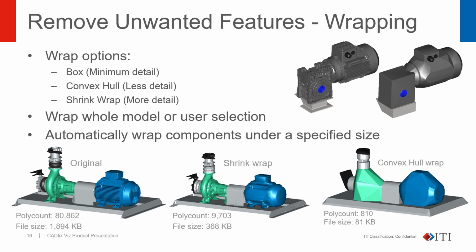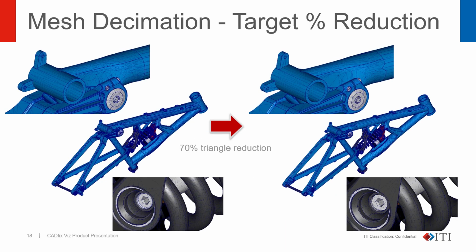Again, you can wrap the whole model or selected parts, and again, all under control of what kind of tolerance you are willing to accept in terms of resolution and how much the part may move by doing this. So defeaturing was one of the big ways that we reduce polygon count and reduce the mesh.